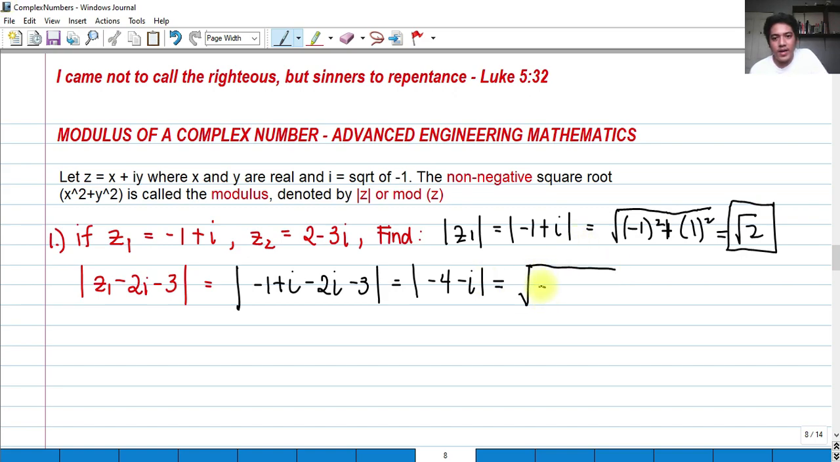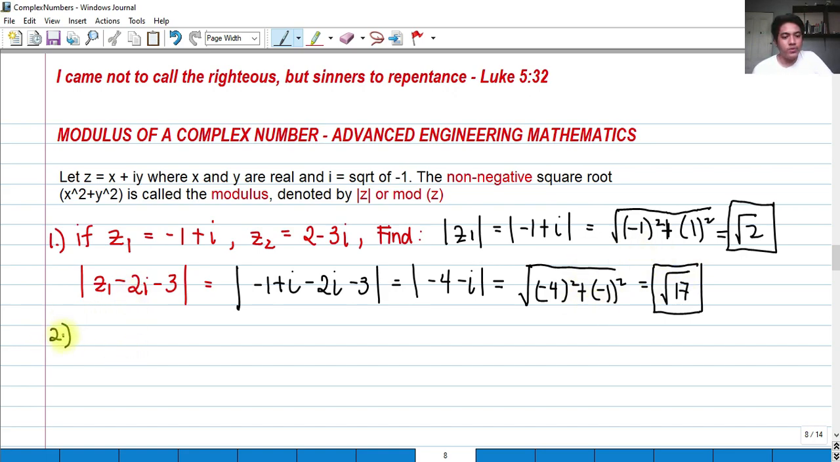That should be the square root of -4 squared plus -1 squared. So what will happen here? -4 squared is 16, plus 1, that's the square root of 17. It is a non-negative square root, so it's always positive.